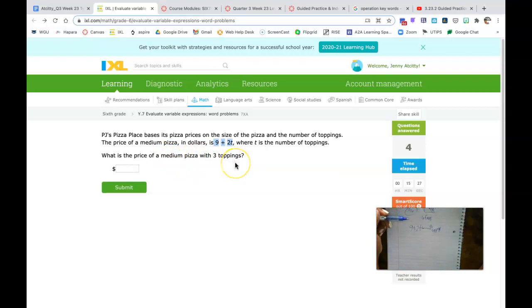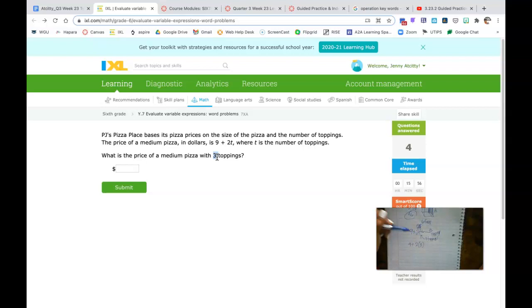So I'm going to replace t with 3 because I'm going to buy a pizza with 3 toppings. So I'm going to rewrite this expression: 9 plus 2 times 3. Remember, when I replace a variable with a number, I'm not making it 23. It's 2 times 3 because there's an invisible multiplication sign right there.